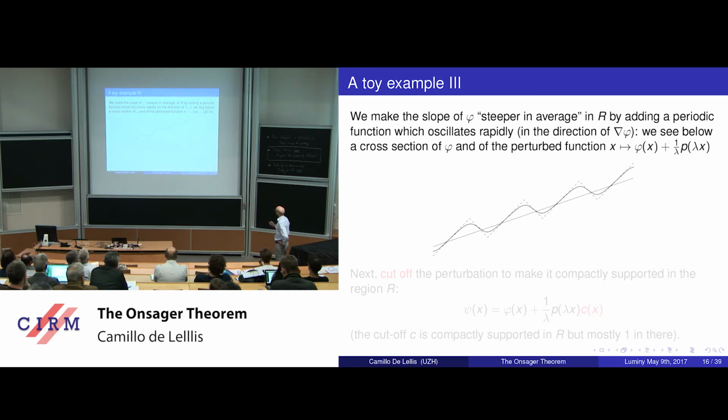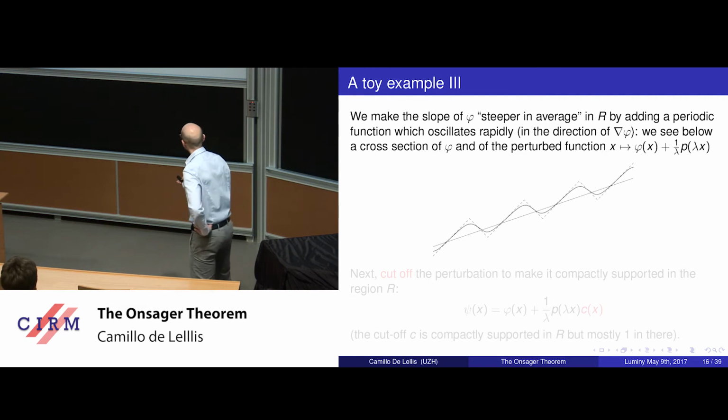Okay, so if you look in formulas, what I'm doing, I'm taking the function phi x, and I'm adding a wavy perturbation. So the wavy perturbation looks like this. It's 1 over lambda, a periodic function of lambda x. And the larger I choose this lambda, the smaller period I have in my oscillation, and the more oscillations I have.